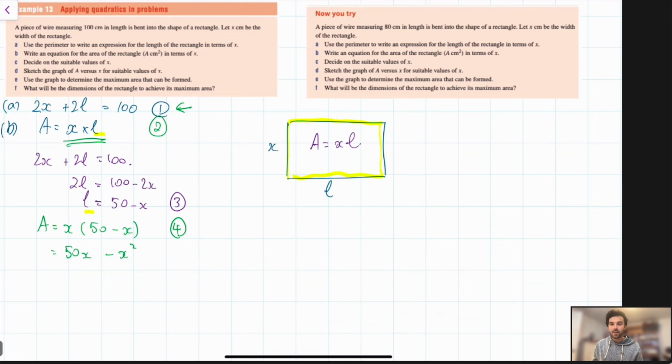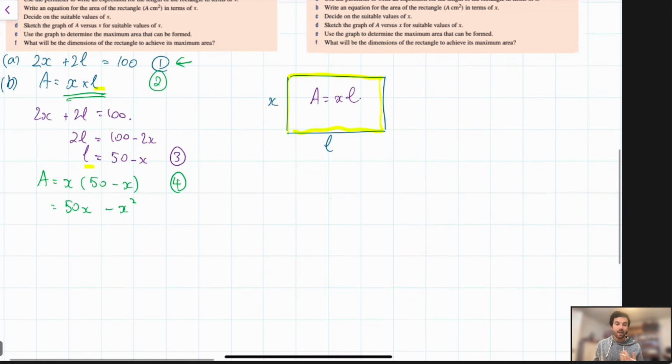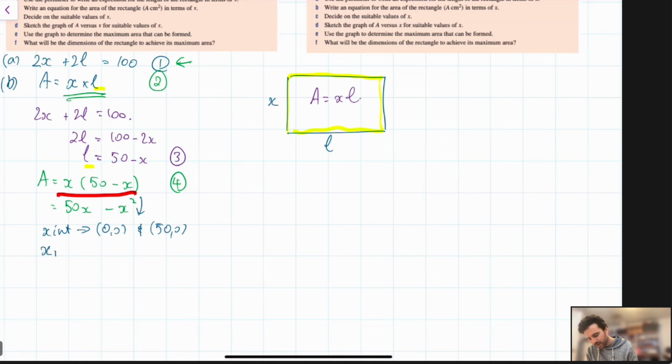Now it says sketch. To sketch, we need to find some key values. Now, this form here is probably of more help because this is in factored form, right? So we can find right away our x-intercepts. So let's use this form here. The x-intercepts are going to be (0, 0) and (50, 0). That means our line of symmetry is going to be in between 0 and 50, so it's going to be 25. So now we're getting somewhere.